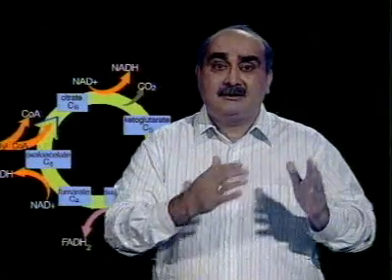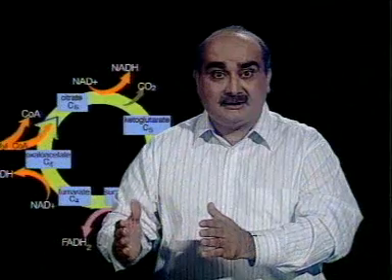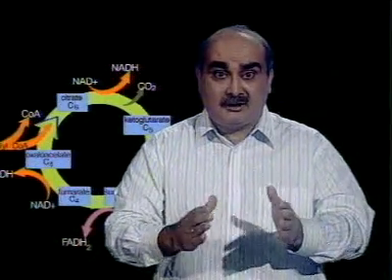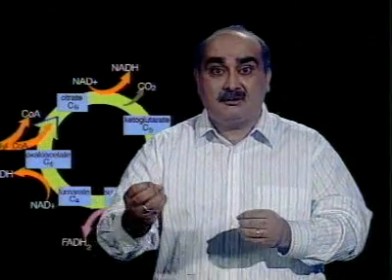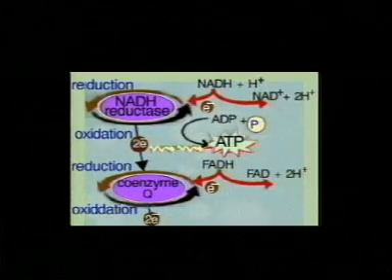Here again, similarities with the electron transport system of photosynthesis can be drawn. In the respiration electron transport system, the electrons that are released are carried by NAD and FAD molecules, as you can see in this figure. When the next molecule receives the electrons from NADH, it is reduced.